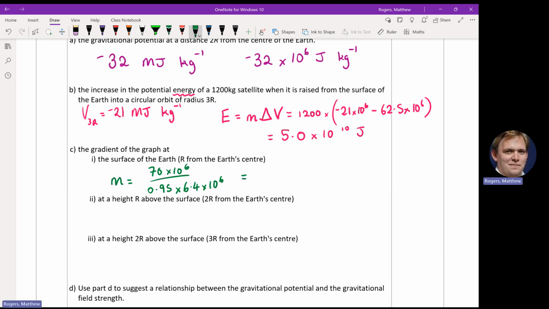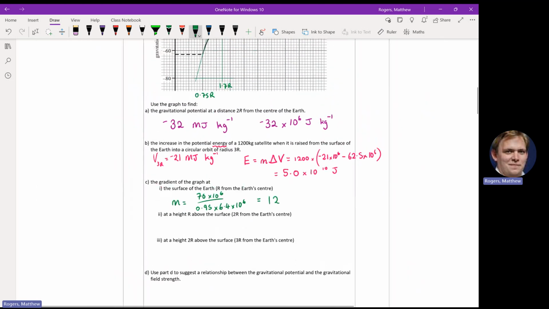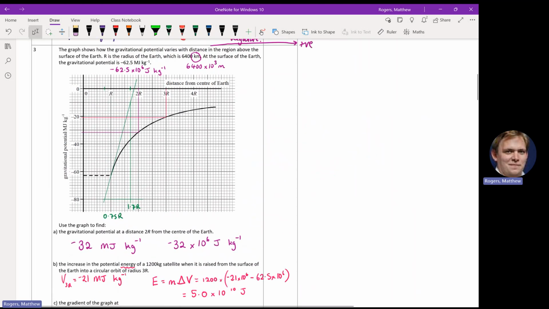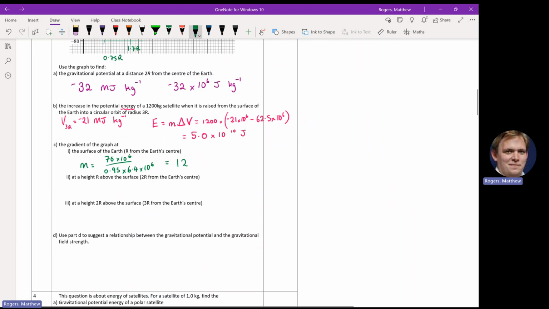So that gives us 11.5. Now, because we've taken this from a gradient, I think it's reasonable to round it to two significant figures. So we're going to put 12. We should put a unit on this, of course, so we have to think again about the unit. So we've got megajoules per kilogram on this axis and meters on this one.